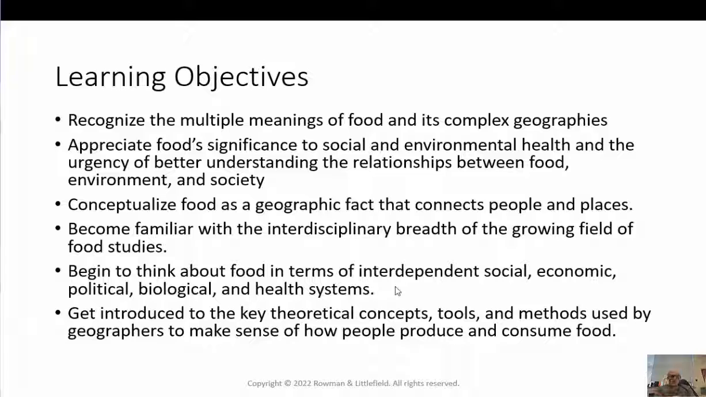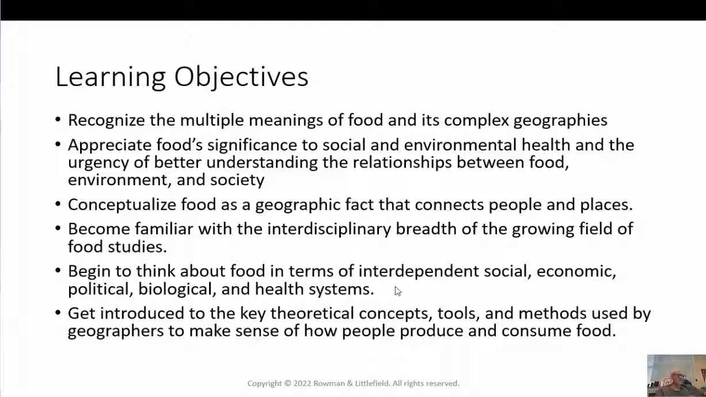So our learning objectives are to recognize the multiple meanings of food and its very complex geographies, and we're going to look at examples of these in our practical application as part of the exercise as well. We're going to appreciate its significance to social and environmental health and the urgency of better understanding the relationships between food, environment, society, and ultimately health outcomes.